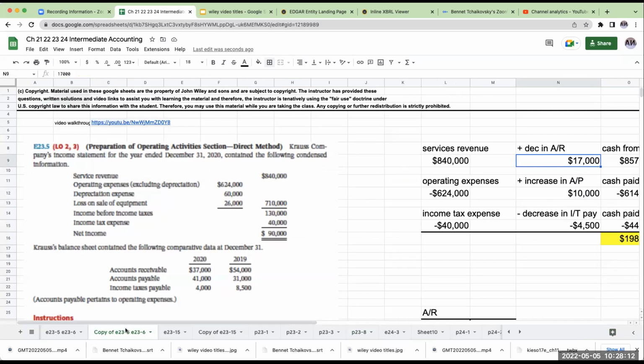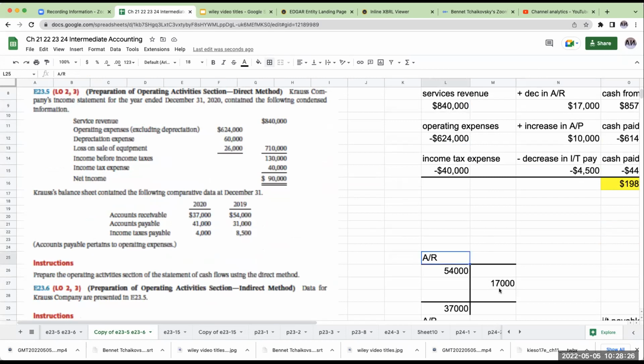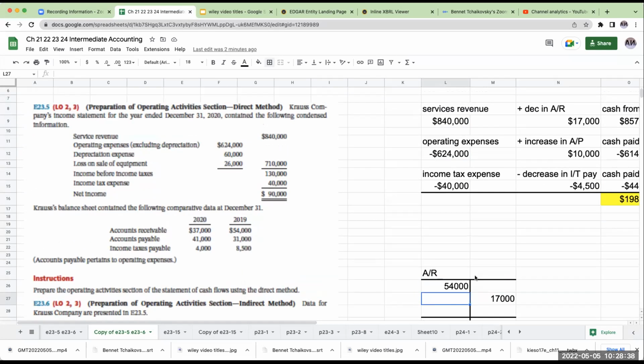So when I come over here, the way I did this is I said, okay, my services revenue I have to convert to cash from sales. So I've got 840. And then I look at the T accounts. If I look at this AR, it went down, but we would be debiting cash because we actually collected money. So it's showing up here as a positive.